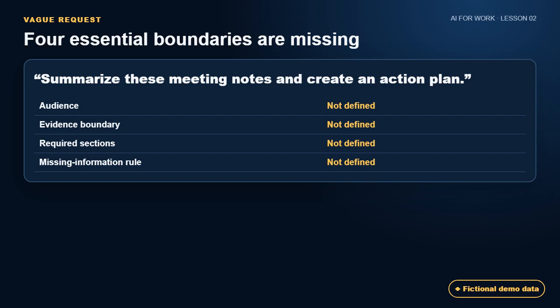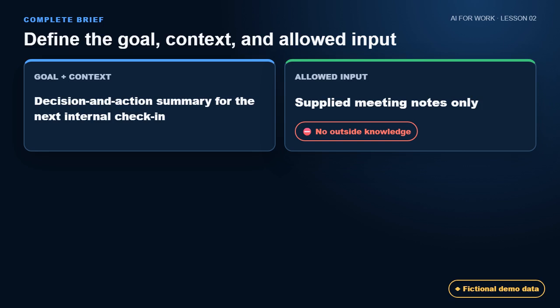The vague request says, summarize these meeting notes and create an action plan. It does not name the audience, evidence boundary, required sections, or missing information rule. A fluent response can quietly fill those gaps. Now we replace that request with a task brief.